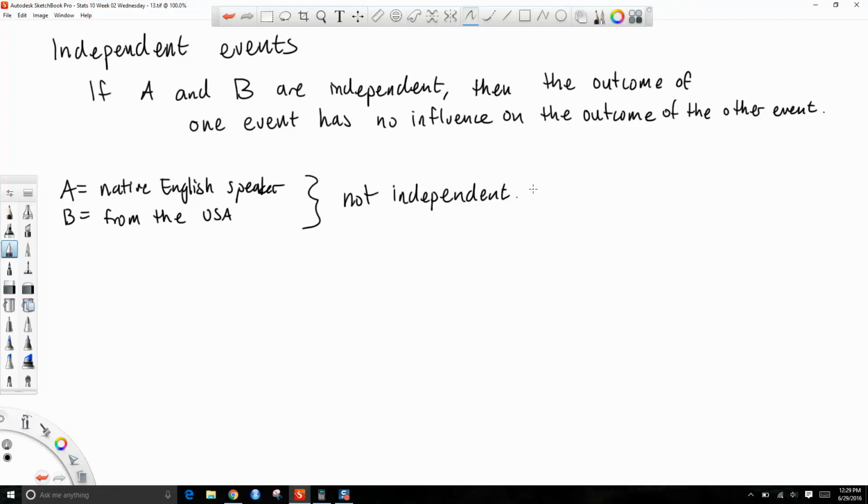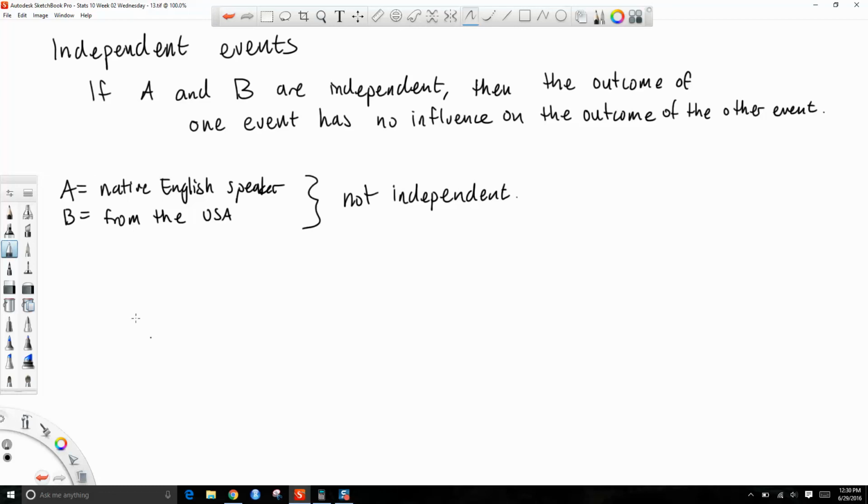Because if we know someone's from the USA, that changes or affects the probability that someone's a native English speaker. And likewise, if we know someone's a native English speaker, that also affects the probability that this person's from the USA.